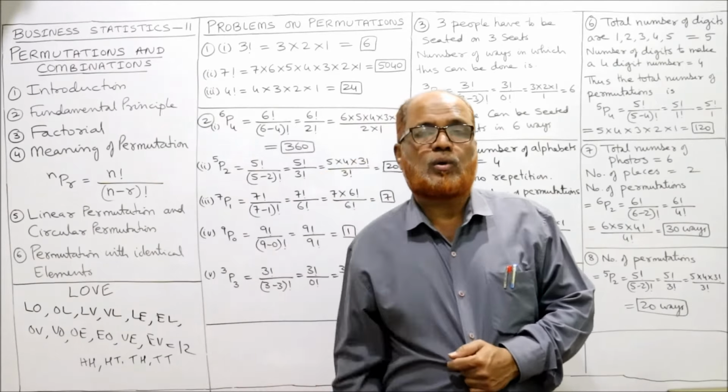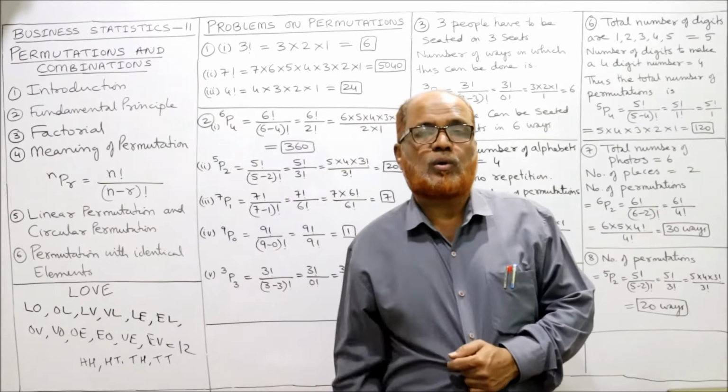So for that purpose, the formula is NPR. The formula is this one: NPR is equal to N factorial divided by (N minus R) factorial. This will give you how many ways we can select R items at a time out of a total of N items.